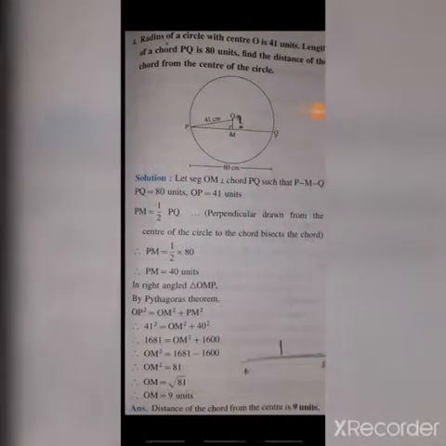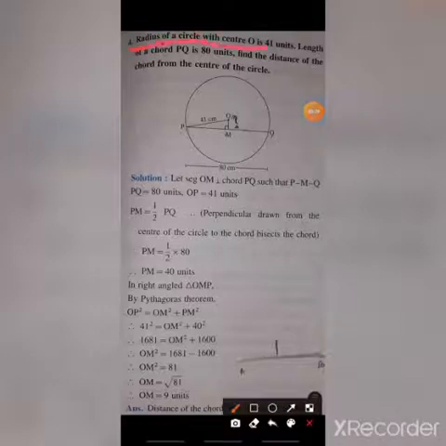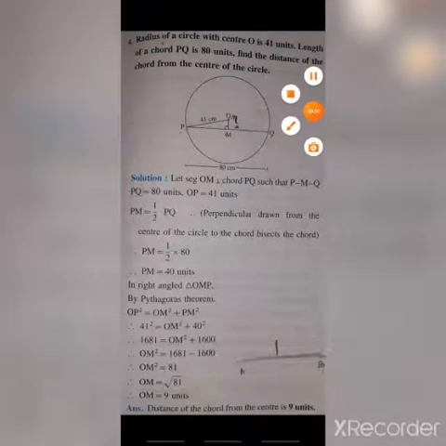Radius of a circle with center O is 41 units. The length of a chord PQ is 80 units. Then find the distance of the chord from the center of the circle. We have to find the distance of the chord.